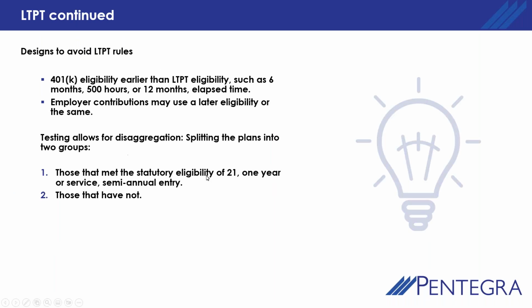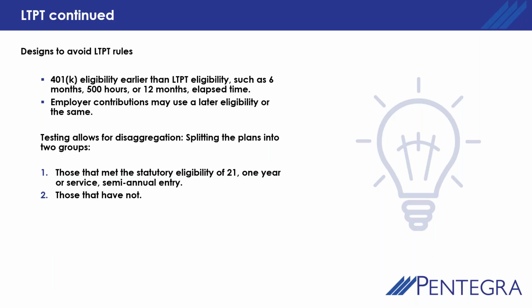So one of the things that can be done to avoid the long-term part-time rules is to have an eligibility for the 401k plan that is earlier than the long-term part-time rules, such as 6 months, 500 hours, or 12 months with elapsed time. The thing that you can do with that is you can have your 401k, the salary deferral piece, have an earlier eligibility. That brings in your long-term part-time employees so that classification would no longer exist.